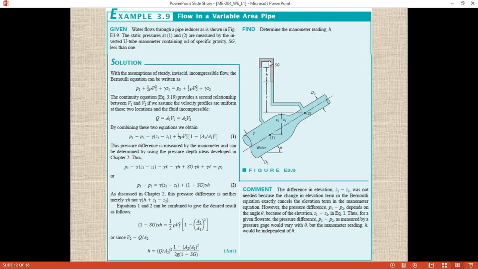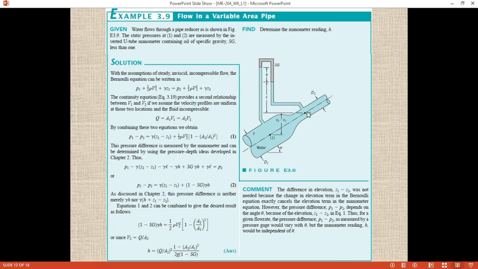Since this is an inverted U-tube manometer and the specific gravity of the oil is less than 1, if it were greater than 1, what would happen? This fluid could not be used as a manometric fluid, because it would come below the water since it's heavier than the water. Since it is lighter than the water, the fluid stays above the water. That's why the specific gravity is less than 1. Now we have to determine the height h, because height h is a function of the pressure at point 1 and point 2.